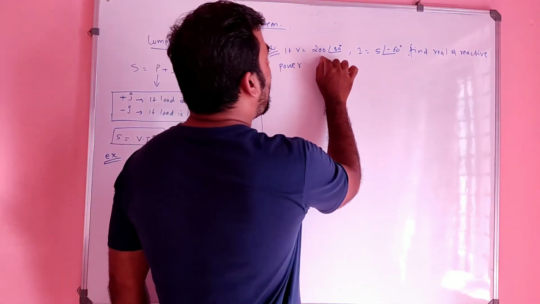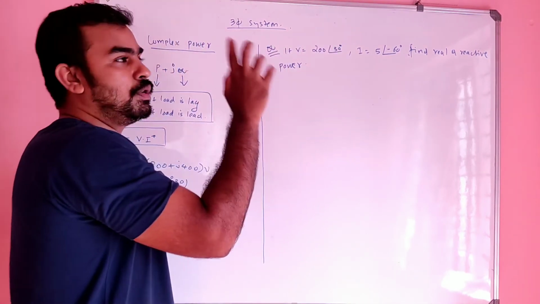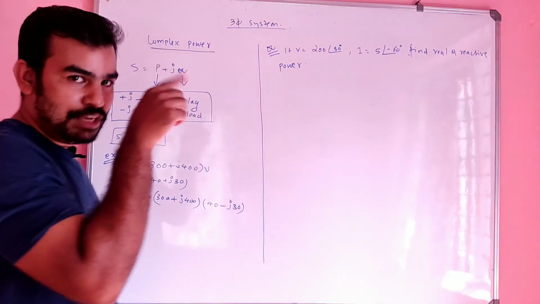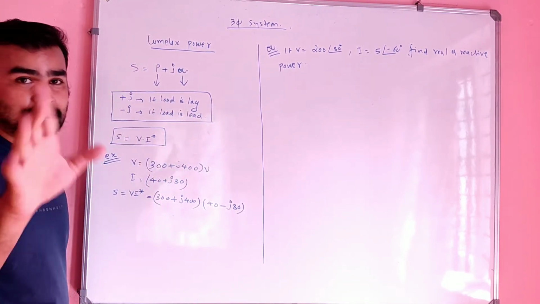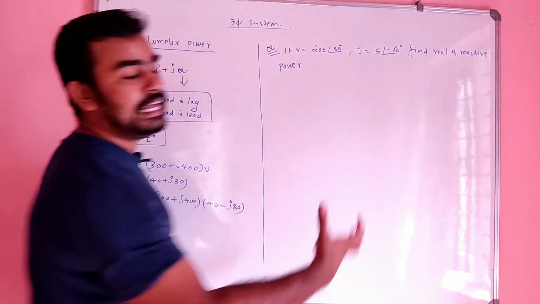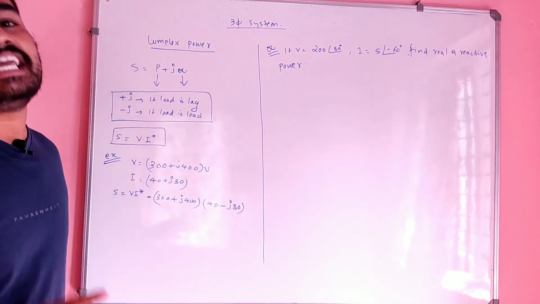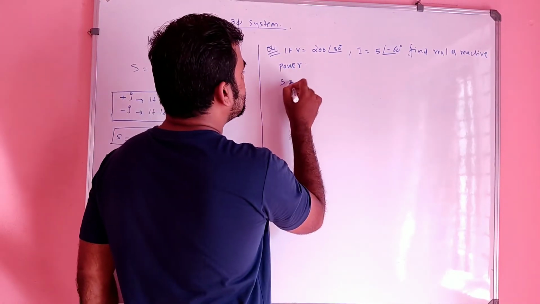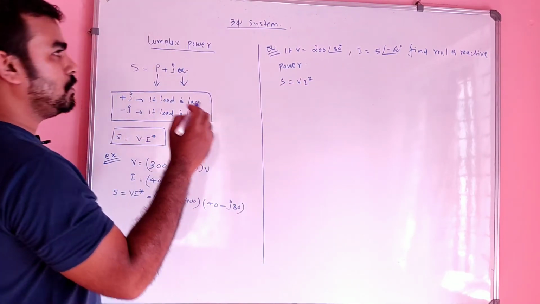But if you have a voltage like this, this is a complex term, right? 200 angle 30 means 200 into cos 30 plus J sin 30. So that is a complex term. 5 angle minus 60 means 5 into cos 60 minus J into sin 60. So that also contains a complex term. So if both voltage and current contain complex terms, then the real and reactive power can be obtained only by using this equation, S is equal to V into I conjugate, which will be the apparent power.